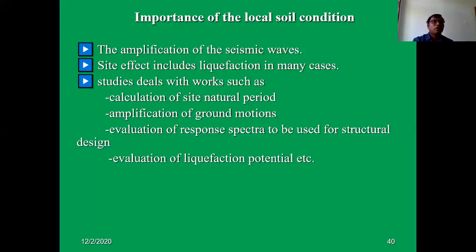So in this study we are mainly concentrating on the calculation of natural period, amplification of ground motion, and evaluation of response spectrum for structural design. These are the studies, and we are interested in finding out the safety aspects of the infrastructure. So next.